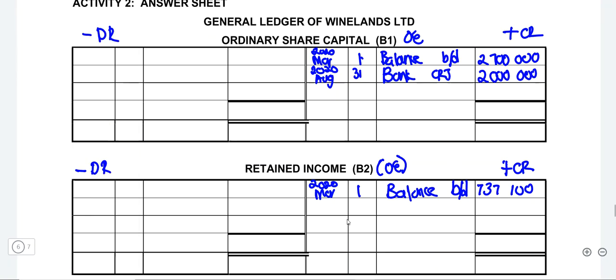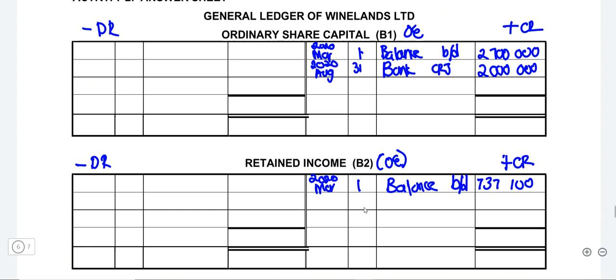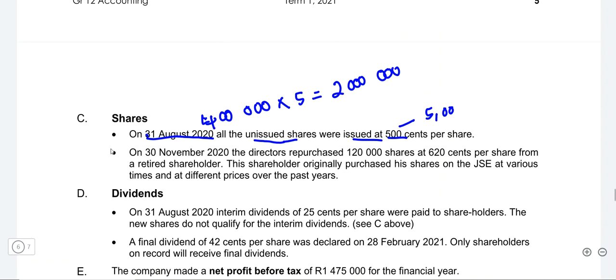Now let's go to the next transaction. The next transaction says on 30 November 2020, the director repurchased 120 shares at 620 cents. So which means those shares were purchased at 6 rand 20. Very important for us to figure out. And then they're saying that the directors purchased them at 6 rand 20 cents per share from a retired shareholder, meaning that this person is no longer part of us.